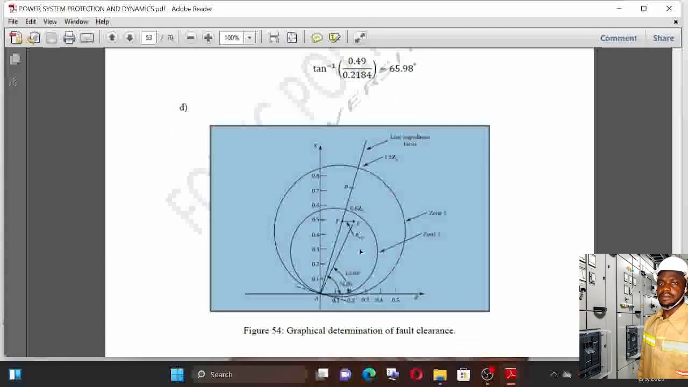Okay, so if we want to draw the zone settings for zone 1 and zone 2, we'll have something like this for zone 1 and zone 2.